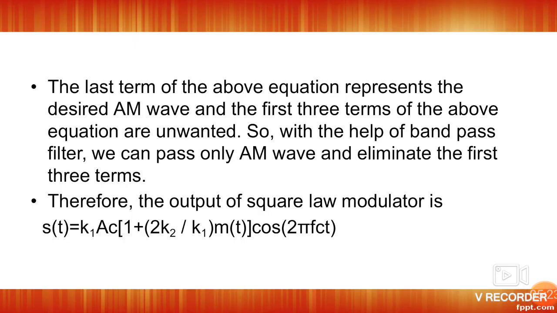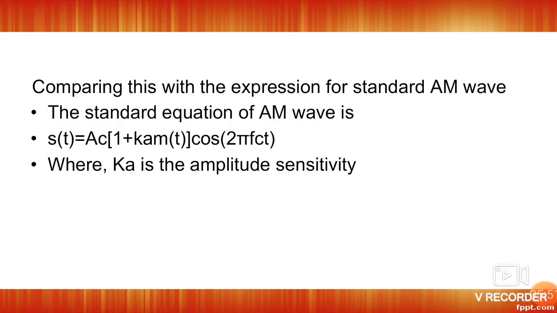So while comparing this equation with the standard equation, after passing through the band pass filter, it will allow only the low frequency components and the high frequency component will be filtered by using the band pass filter. So the carrier term is filtered. After filtering the carrier term, we can get the message or final term as S(t) equal to K1 Ac [1 + (2K2/K1) m(t)] cos 2 pi fct.